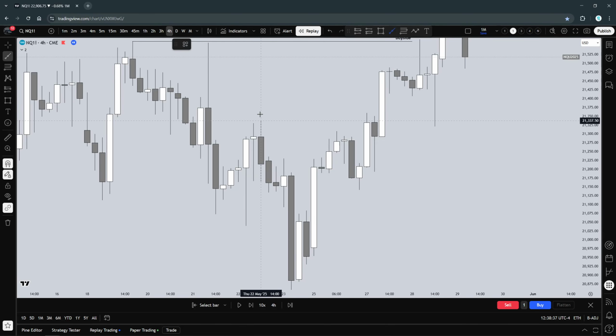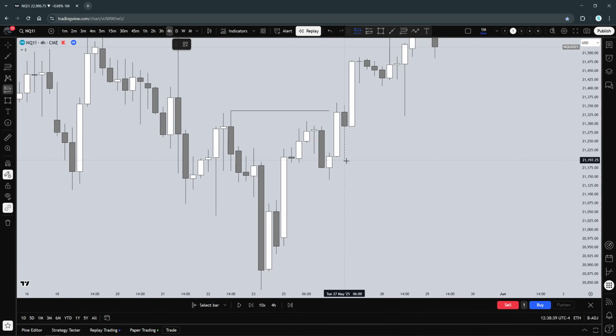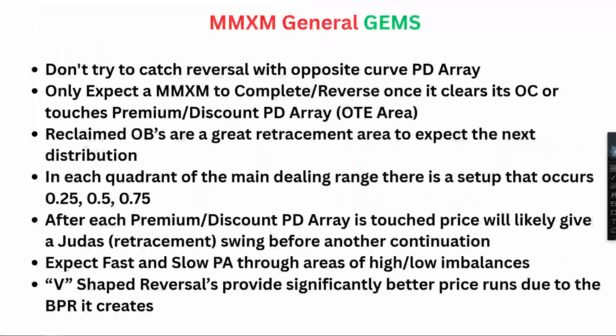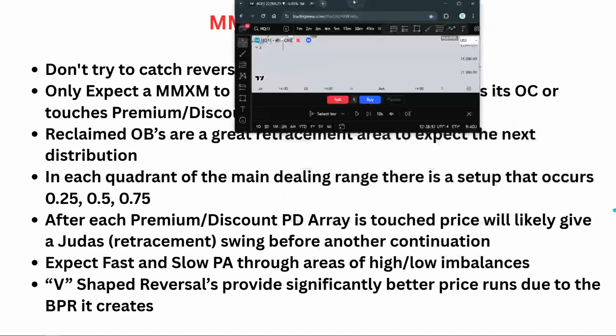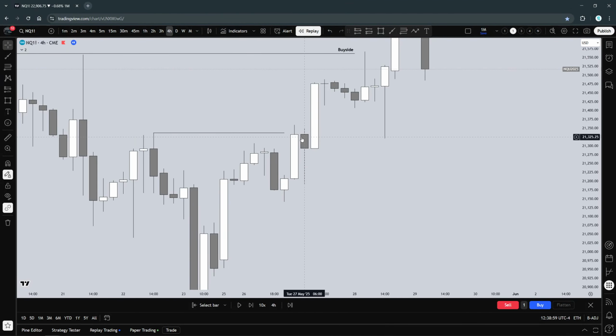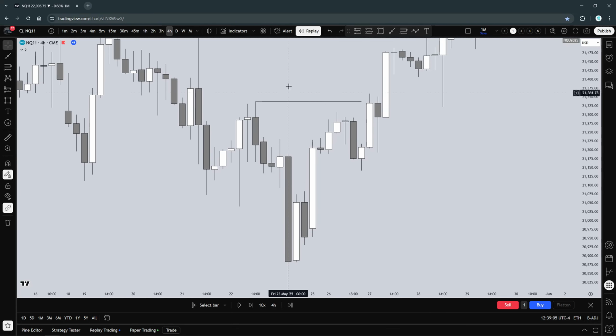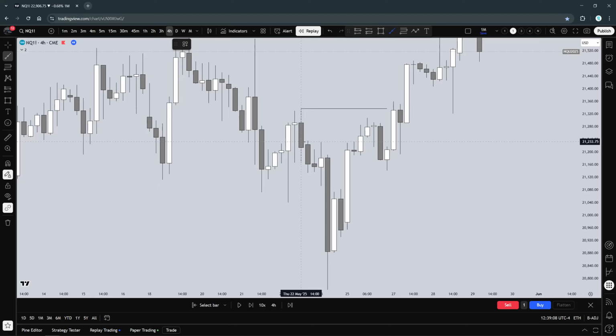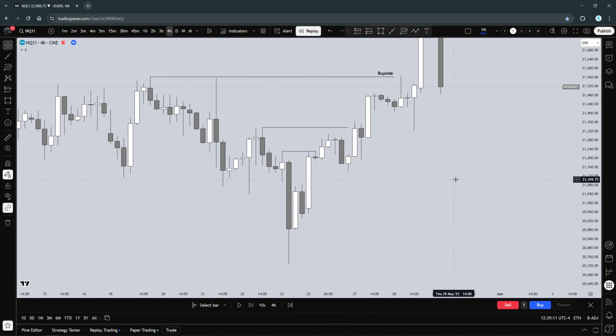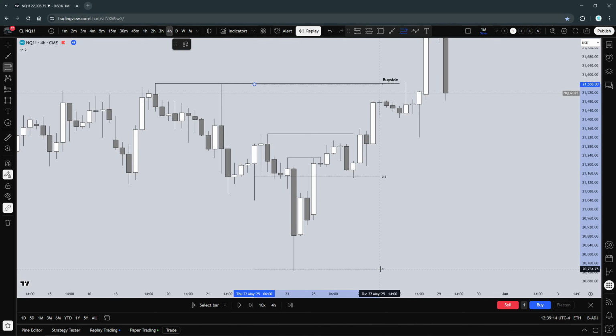So maybe you did catch a sell here for this Judas swing that dropped lower, because if we see here, right, just on this bullet point, we'll come back to all of these, don't worry. After each premium and discount PD array is touched, price will likely give a Judas or a retracement swing before another continuation. So that is exactly what is being described, where price will touch a premium PD array. So here's your first premium array.